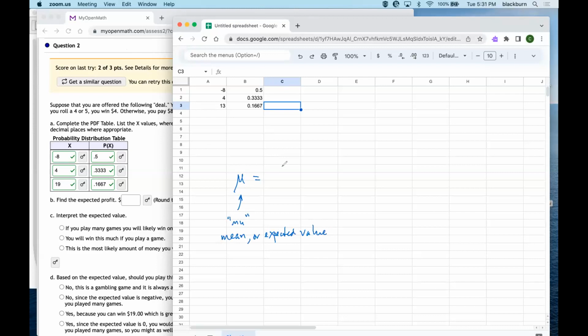And it equals, this means sum, it's the Greek letter sigma, sum of x times P of x. So we have to multiply the first column by the second column, and then sum up this new column. So it's really easy to do on Google Sheets.